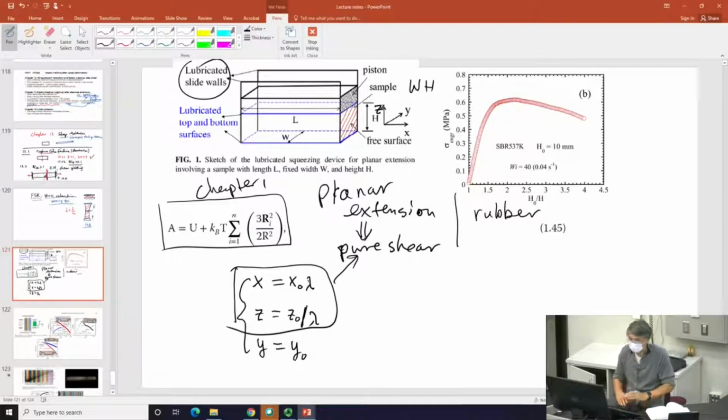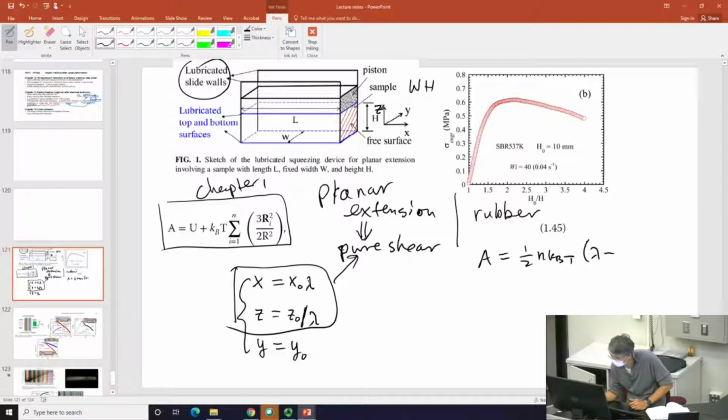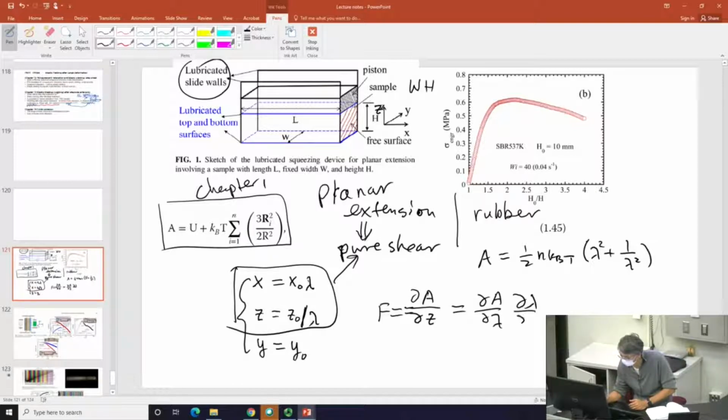Everything is about shape change, so this squeeze apparently amounts to planar extension, right? So they are equivalent in that sense. So it turns out that you could trivially show that this will give you 1/2 nkT (lambda squared + 1/lambda squared). Okay? And then the rest is quite trivial. If you want to find out how much stress there is, well, you can find out how much force there is by differentiating A with respect to Z. Right? So do you know how to do that? I mean, that's how you did it for rubber elasticity, lambda over Z.